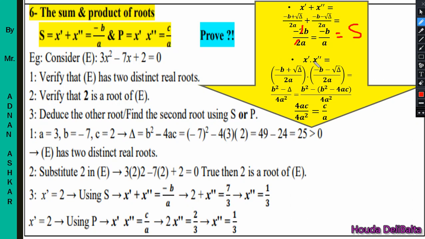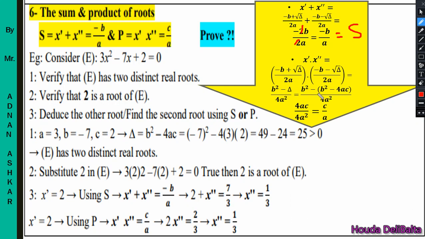Let's see here, x prime dot x double prime: minus b plus radical delta over 2a is for x prime, dot minus b minus radical delta over 2a for x double prime. Now we have to multiply the numerators together and the denominators together. Now the numerators are, after applying the difference of two squares, we can directly square minus b to get b squared, and minus radical delta squared to get radical delta squared will give delta. And the denominators multiplied together will be 4a squared.